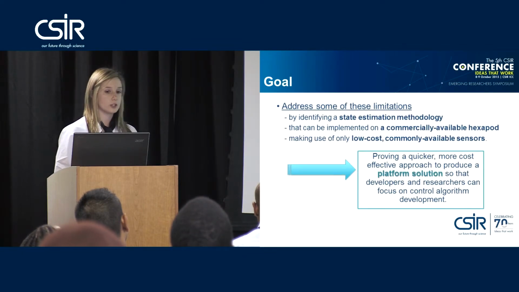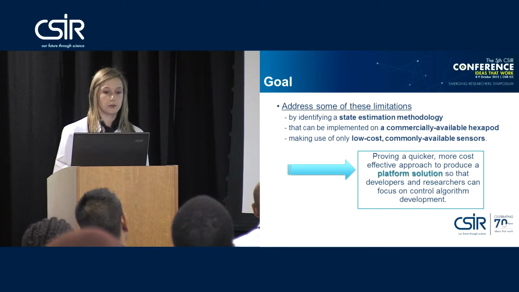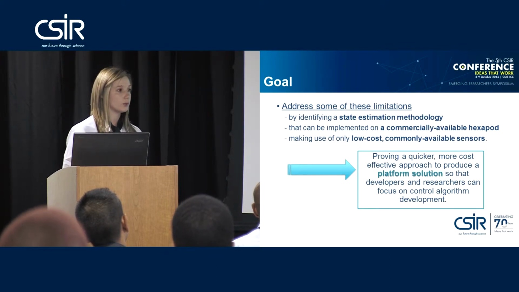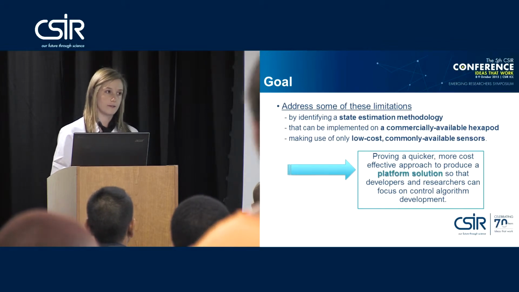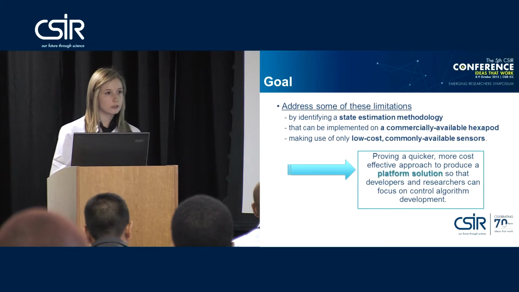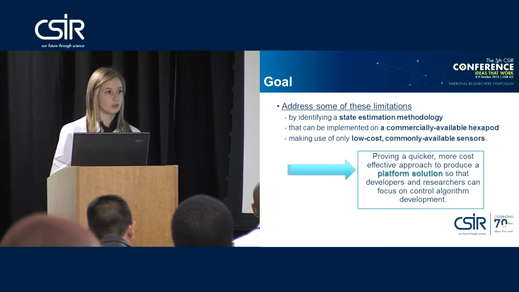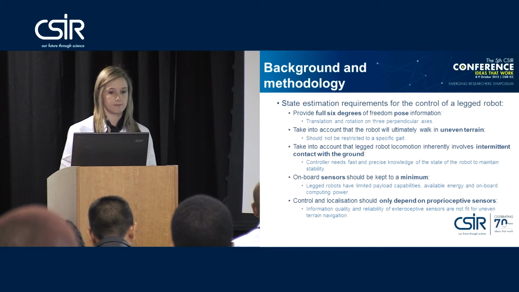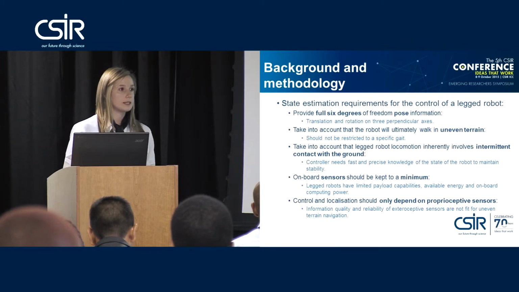The purpose of this study was to address some of these limitations by identifying a state estimation methodology that can be implemented on a commercially available hexapod robot using only low-cost commercially available sensors. This will provide a quicker, more cost-effective solution that will produce a platform that researchers and developers can use for control algorithm development.